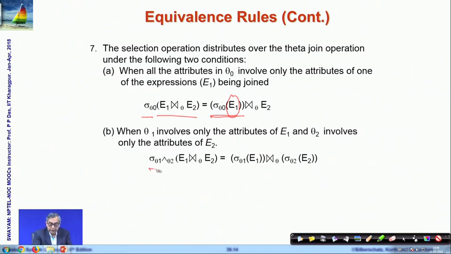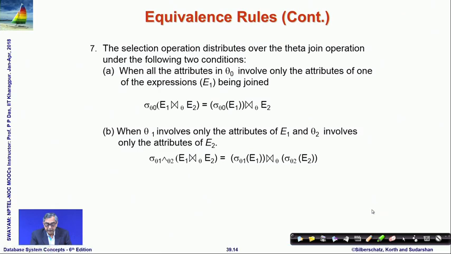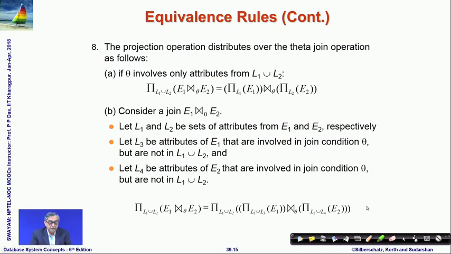Similarly, another distribution rule is shown here, where you are doing a selection on a conjunction of theta1 and theta2 on a theta join. You should be able to distribute based on the conditions theta1 and theta2, if theta1 involves only the attributes of E1 and theta2 involves only the attributes of E2. These are pretty straightforward rules if you think about the corresponding set theoretic reason.